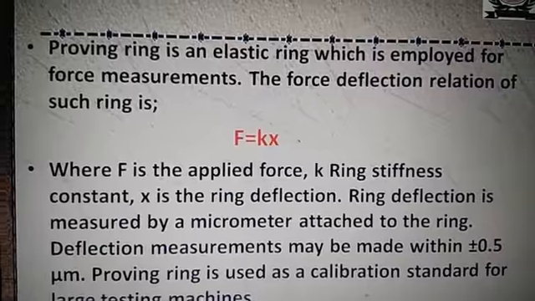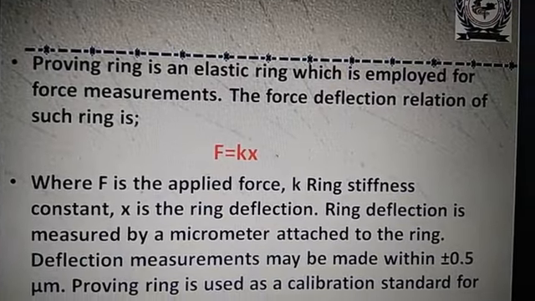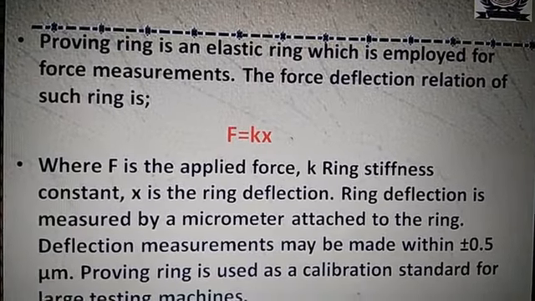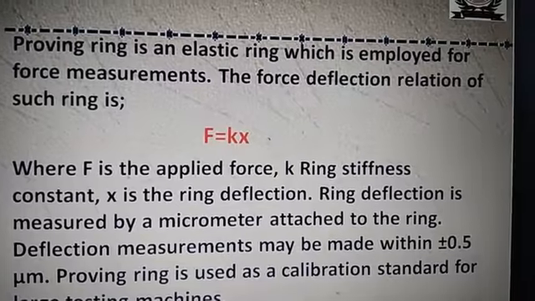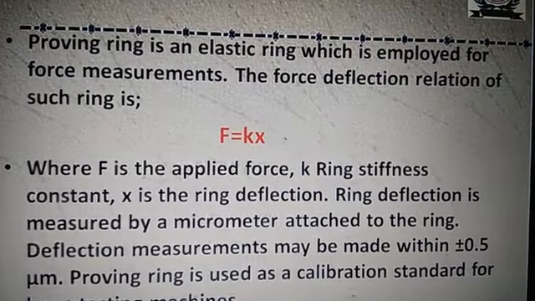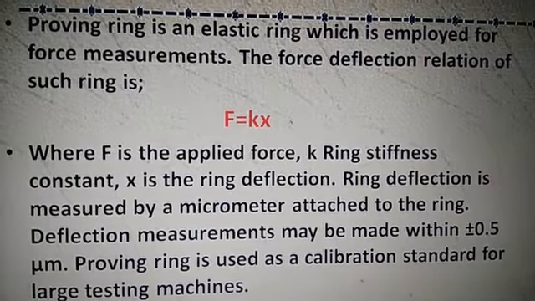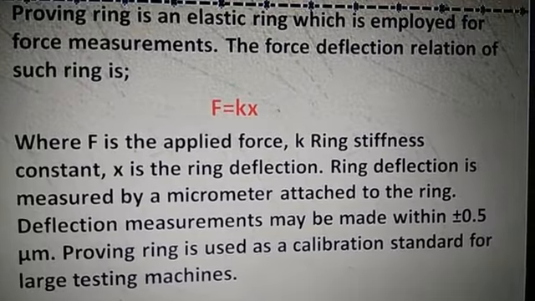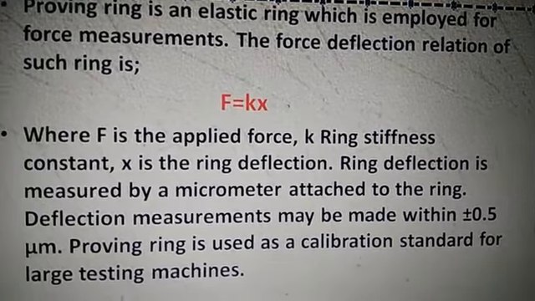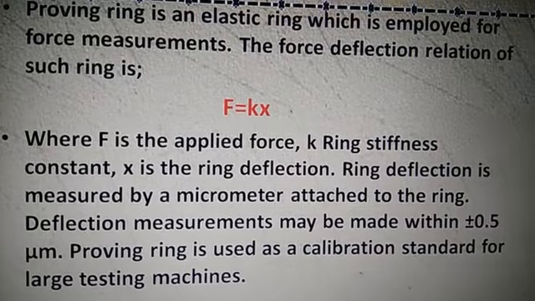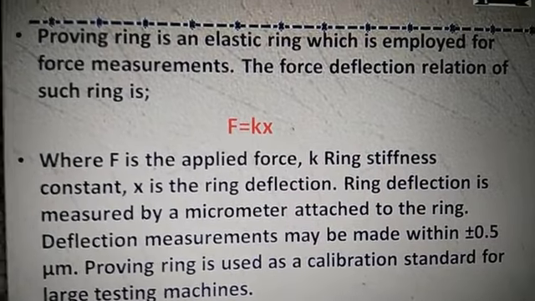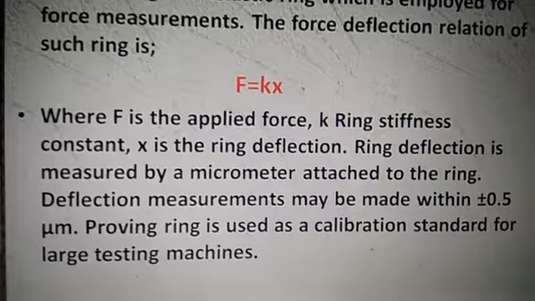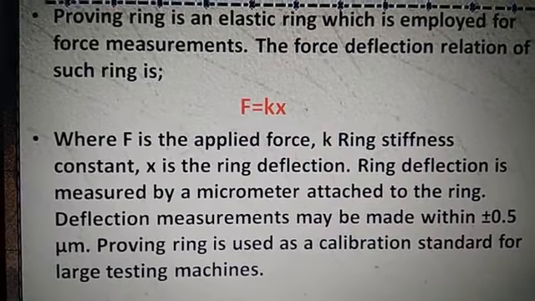Proving ring is an elastic ring which is employed for force measurements. The force deflection relation of such a ring is F is equal to K into X, where F is the applied force, K is the ring stiffness. In the previous case, K was the spring stiffness. Here K is the ring stiffness constant and X is the ring deflection.